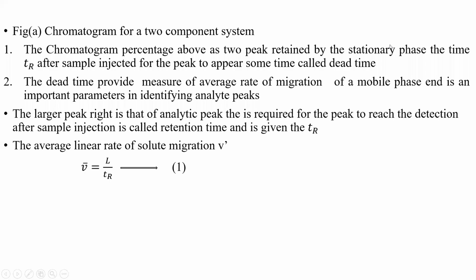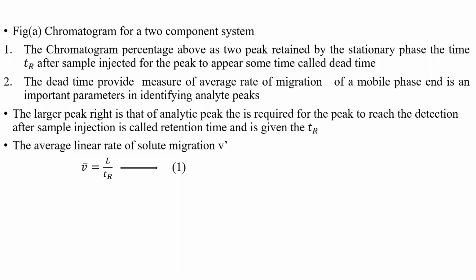The time after sample injection for the unretained peak to appear is called the dead time. The dead time provides a measure of the average rate of migration of the mobile phase and is an important parameter in identifying analyte peaks. Next, the larger peak on the right is that of the analyte. The time required for it to reach the detector after sample injection is called the retention time, and it is given by TR.